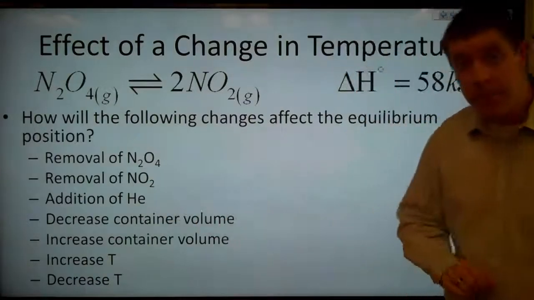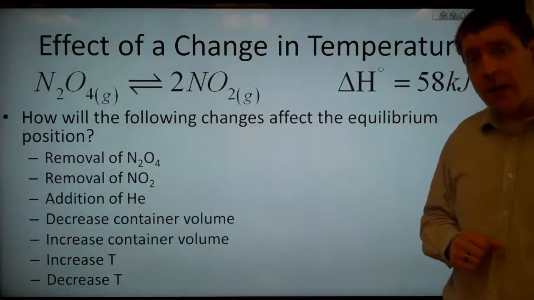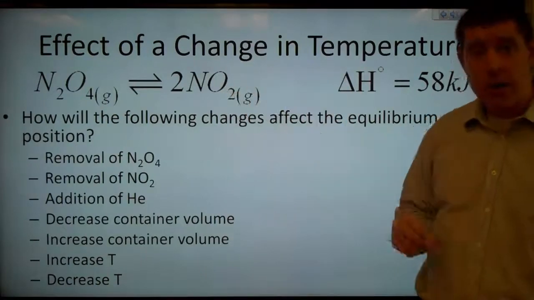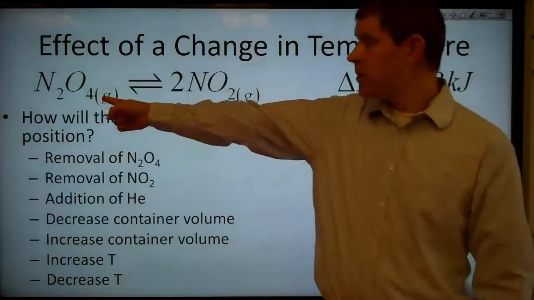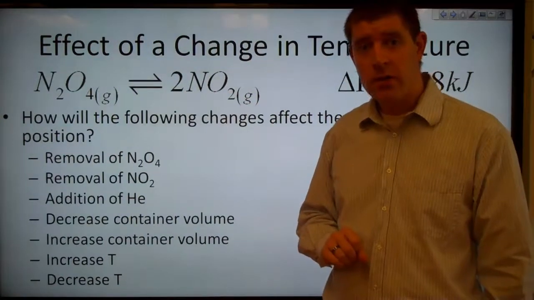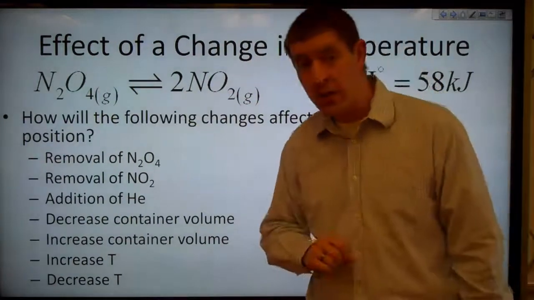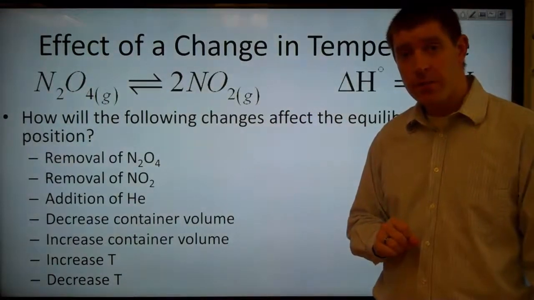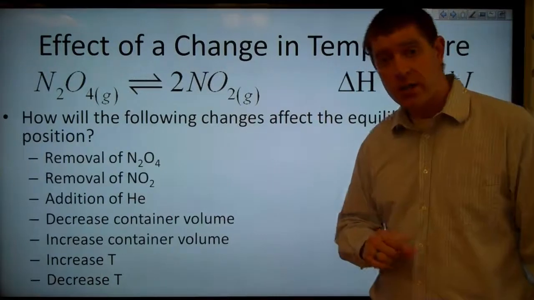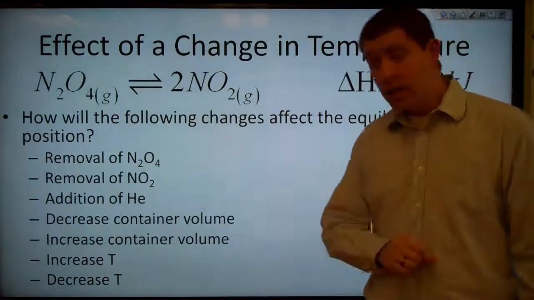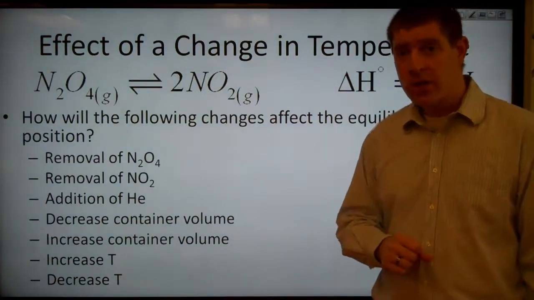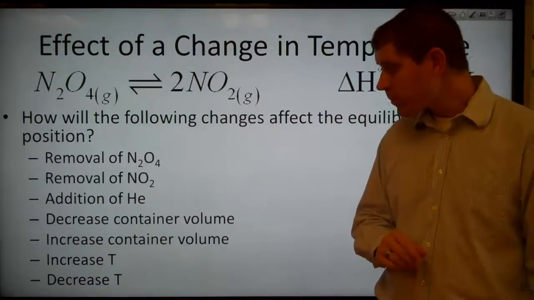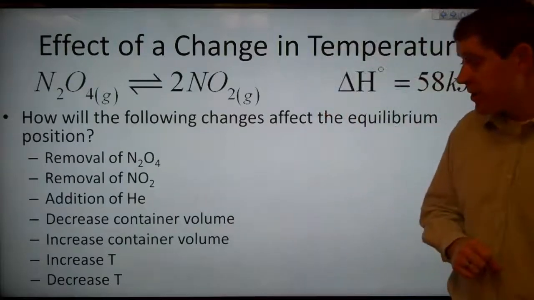If we add helium, we're increasing the pressure by adding an inert gas. The helium isn't involved in the reaction. We're not changing the concentration of the dinitrogen tetroxide. We're not changing the concentration of the nitrogen dioxide. We're assuming here that we're keeping the volume of the container constant, which means adding helium does absolutely nothing. It doesn't shift the equilibrium to the left or the right. It doesn't influence the equilibrium at all. Right? What happens if we decrease the container volume?